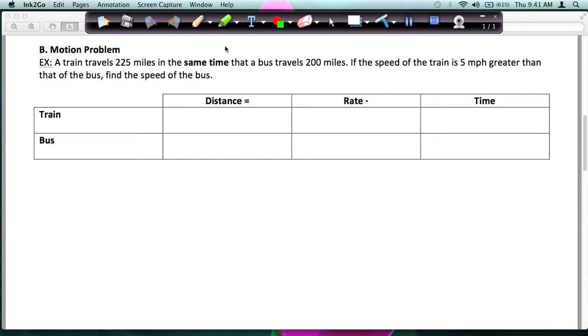Okay, let's look at another distance, rate, time, or motion problem. And this one is actually going to be a little bit easier because we're going to have a proportion at the end, and I'll show you why. So in this case, we're looking at train and bus, and I set up my table to kind of help me fill in all my information.